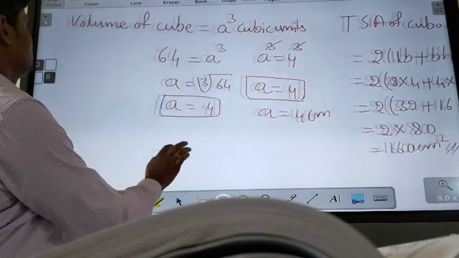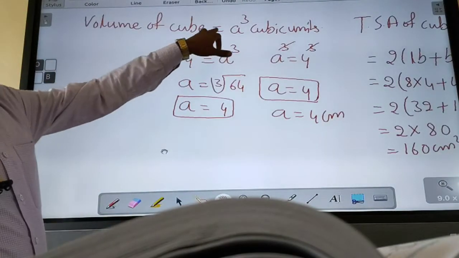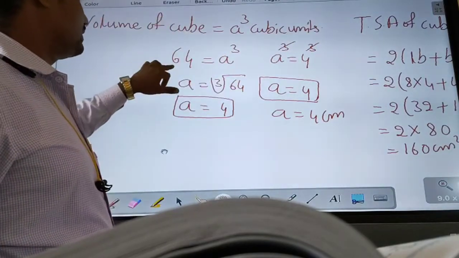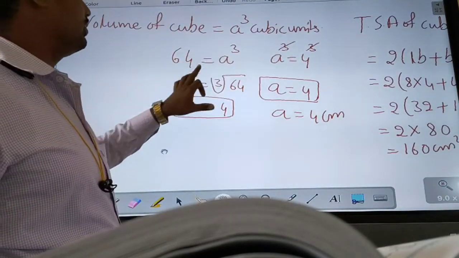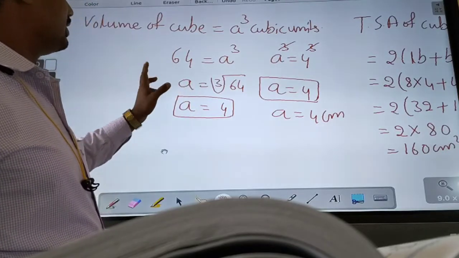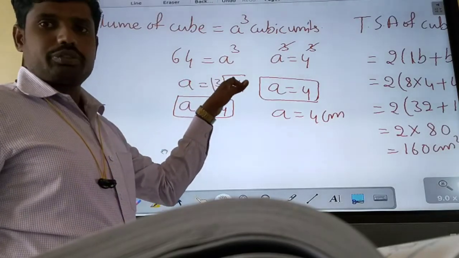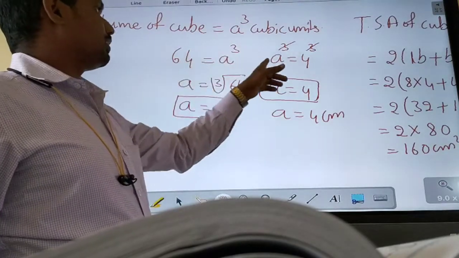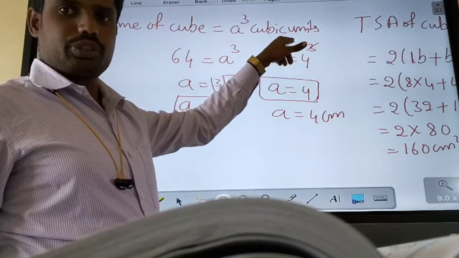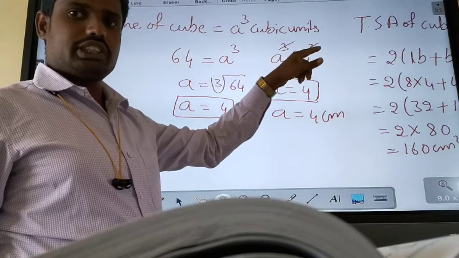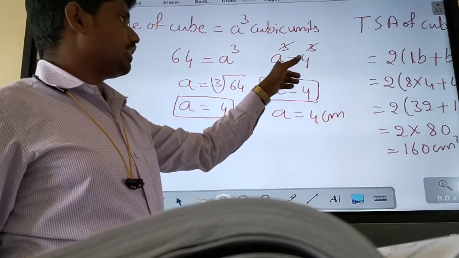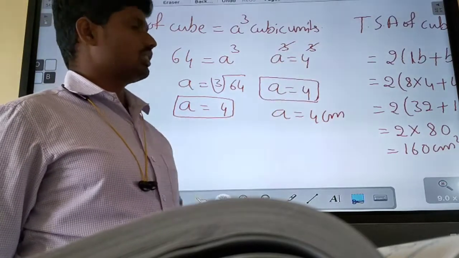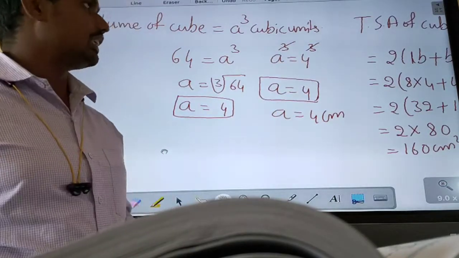See, once again, children, the volume of the cube is given. a³ cubic units is the formula. Already volume is given, 64. 64 is equal to a³. You should find the a value. Cube root of 64 value is 4. Otherwise, another method: a³ is equal to 64 is written as 4³. Why? Because 4 into 4 into 4. 4 into 4 is 16, 16 into 4 is 64. So a³ is equal to 4³. Both sides cube will cancel. a is equal to 4. So the side of the cube is 4 centimeter.